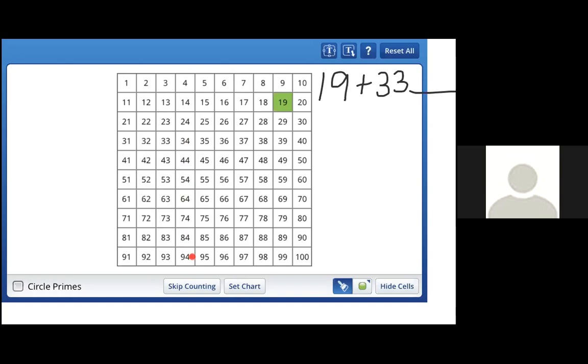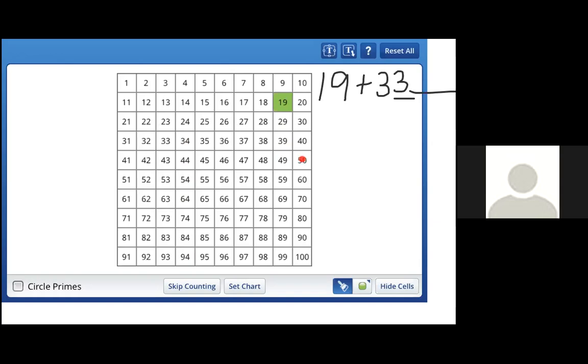So if we look at the number 33, I have 3 10s, so I need to start at 19 and count down that column 3 10s. 10, 20, 30, and that takes me to 49. Now I have to count on 3 more 1s. 49 and 3 more. Here we go.